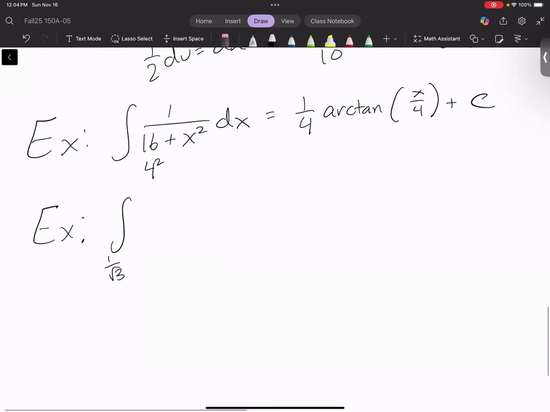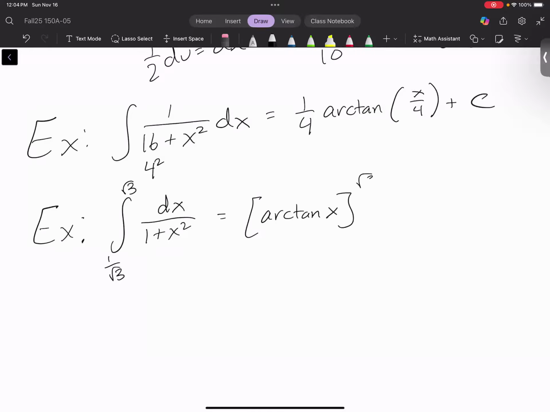All right, we need our unit circle. Okay, so dx over 1 plus x squared. Right off the bat, this is arctan x. There's no other numbers floating around, so it's just arctan x. It's the bounds that are going to give us the issue because we need to know our trig, right? So this is going to be arctan of root 3 minus arctan 1 over root 3.